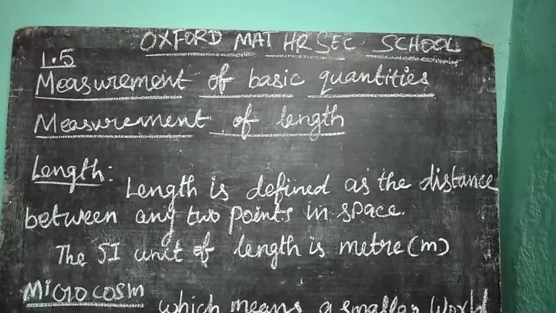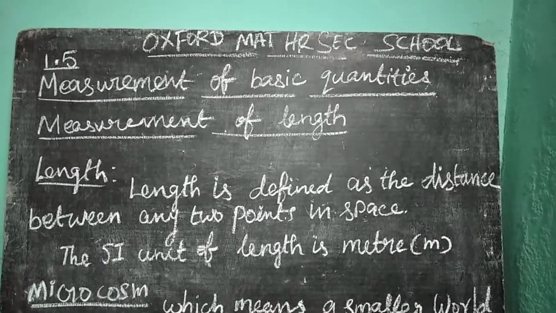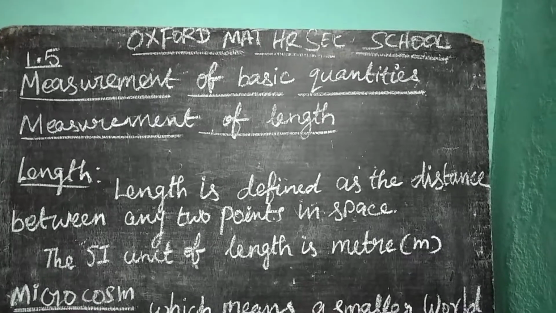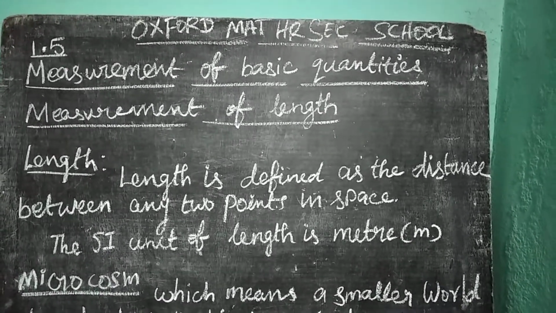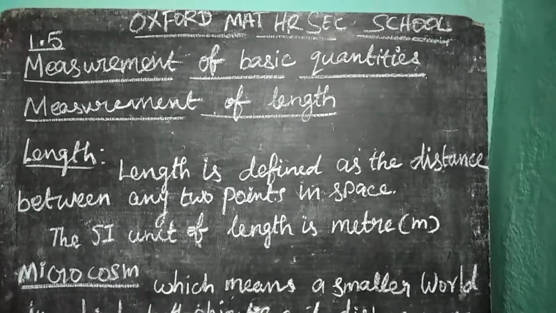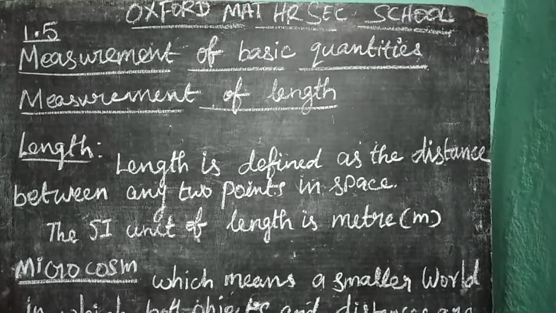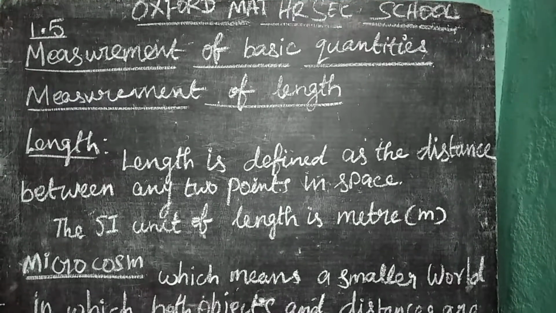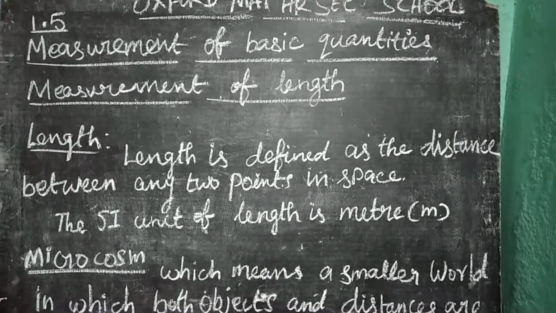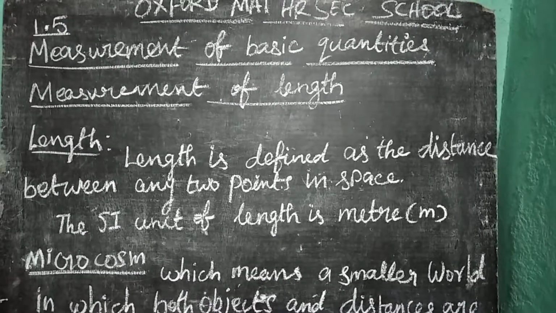Hi student, now I am going to teach content number 1.5, measurement of basic quantities. First one, measurement of length. So what is meant by length? Length means distance between any two points in space. The SI unit of length is meter.